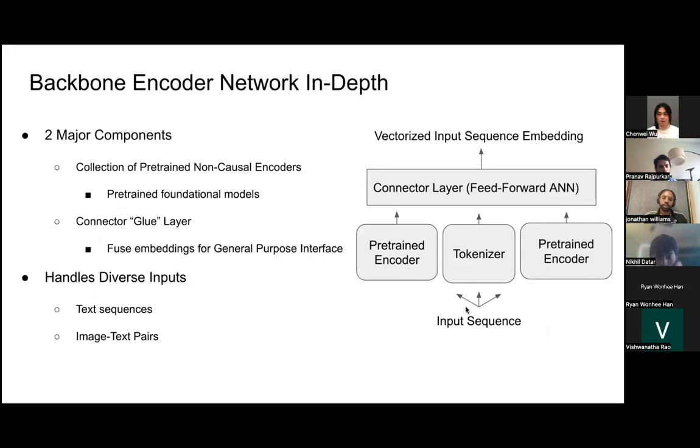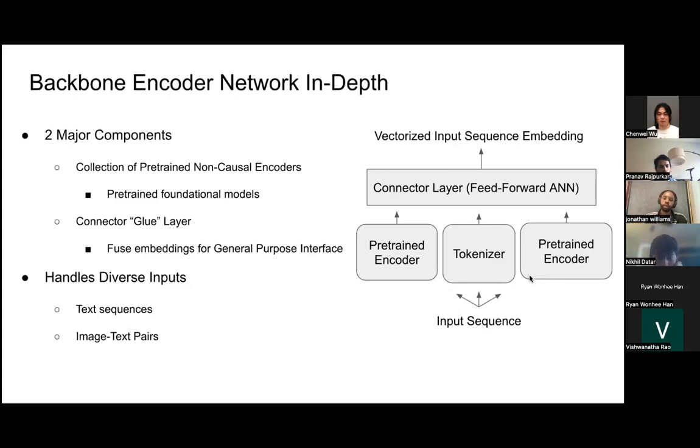And I guess the best way to understand this is to go through how this backbone encoder network handles a provided input sequence. So let's say you give the input sequence into the model, like "I like apples," for example. That input sequence is fed to our pre-trained encoders and to our tokenizer. So our tokenizer will break up the word and it will provide an embedding or a vectorized representation of each word in the sentence or in the sequence.